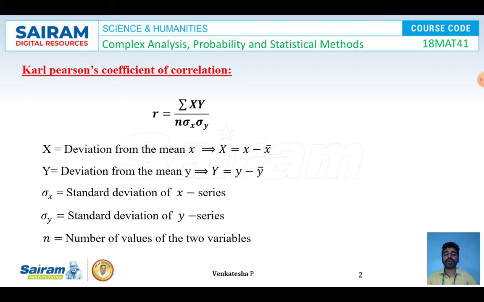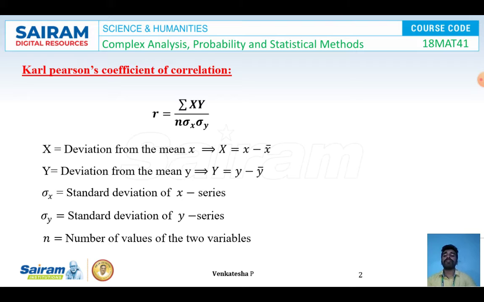To find correlation coefficients, we will be using Karl Pearson's coefficient of correlation. It is given by r is equal to summation capital X into capital Y divided by n into sigma x sigma y. Here capital X is nothing but deviation from the mean x, given by capital X is equal to x minus x bar. Similarly, capital Y is nothing but deviation from the mean y, given by capital Y is equal to y minus y bar.